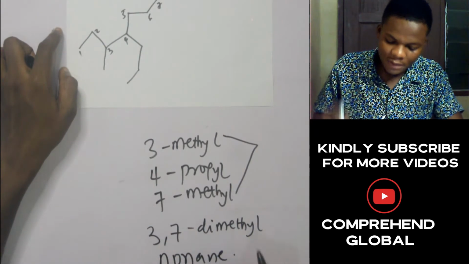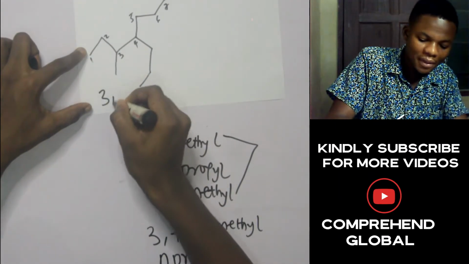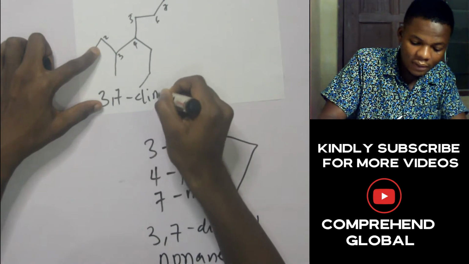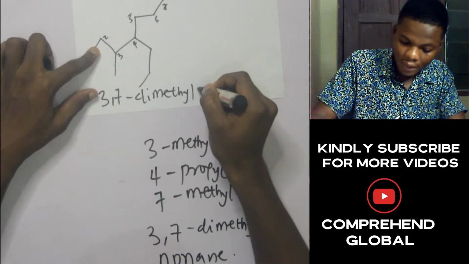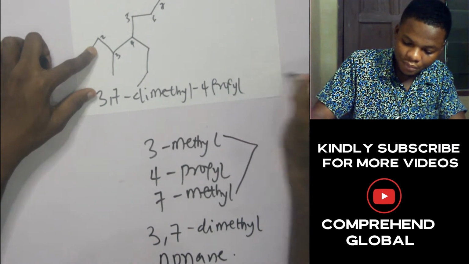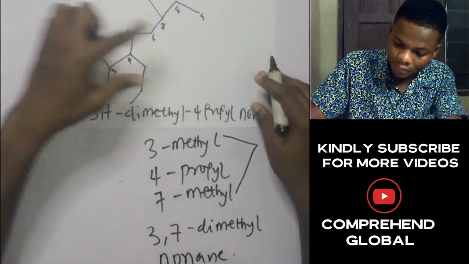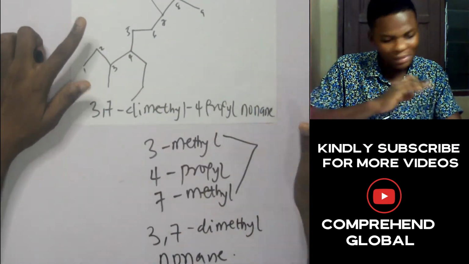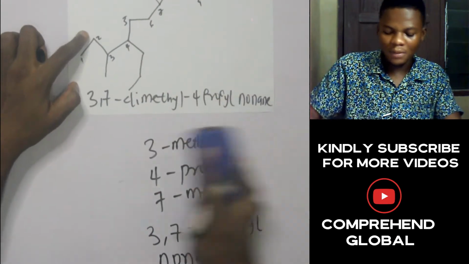So the name of this particular compound will be 3, 7 dimethyl, 4 propyl nonene. So this will be the name for this particular compound. So when you look at the compound, don't be alarmed. Just look for the longest carbon chain. You look for the substituents, and it will be very simple for you.